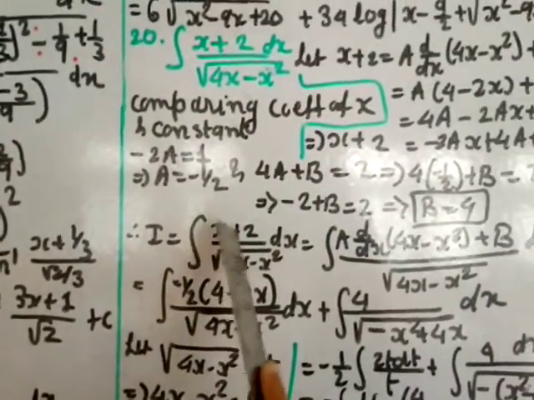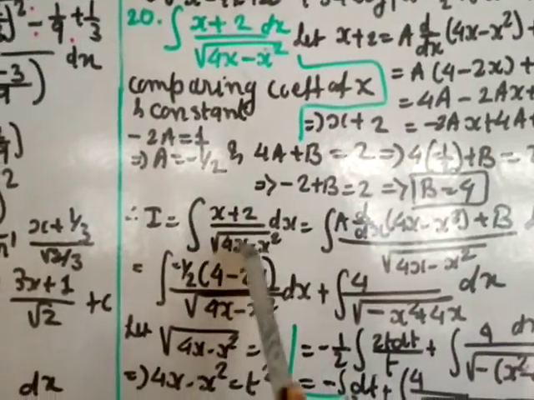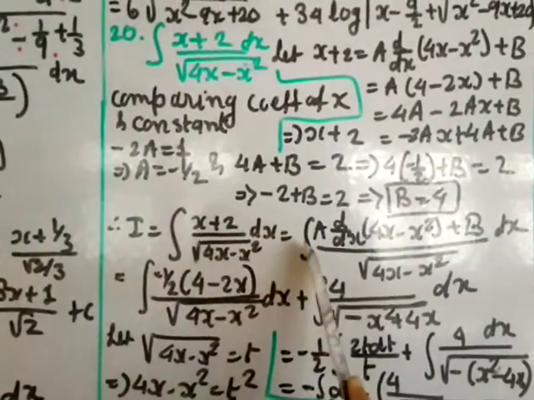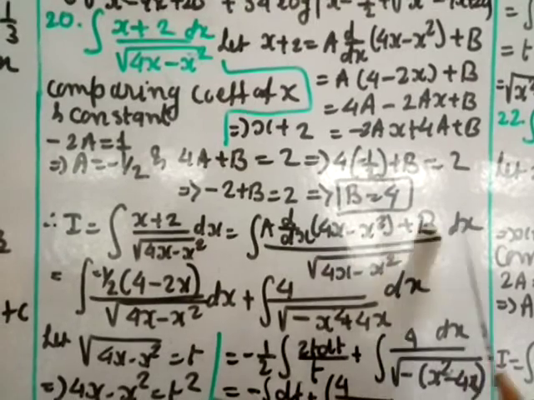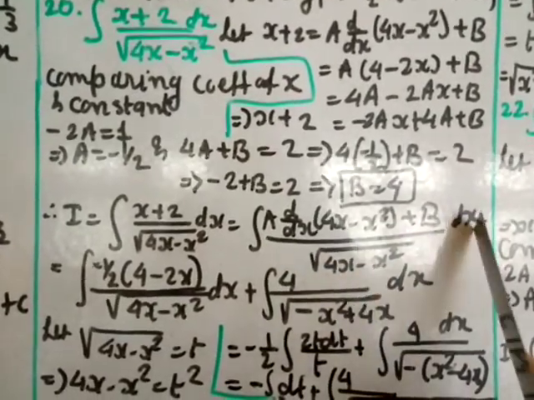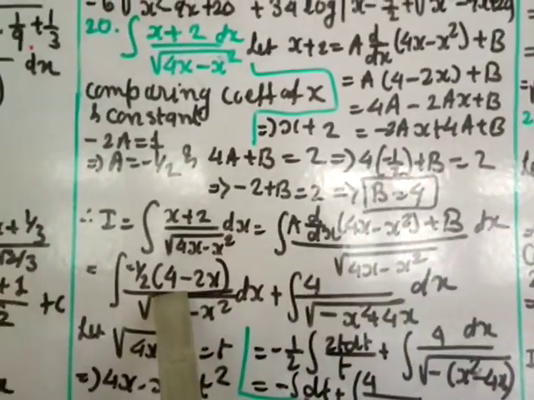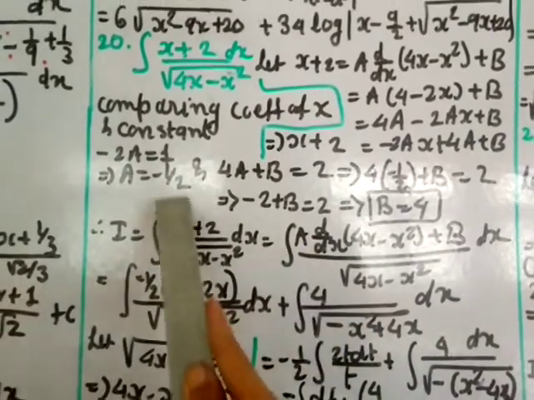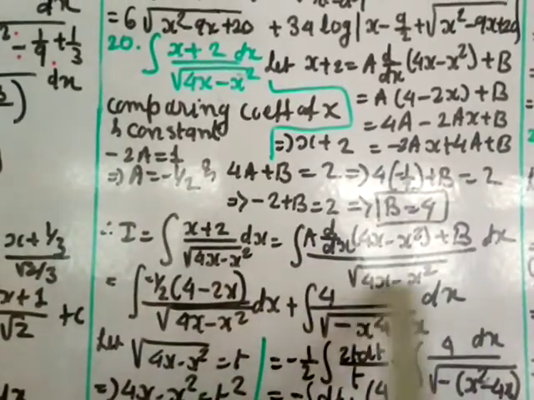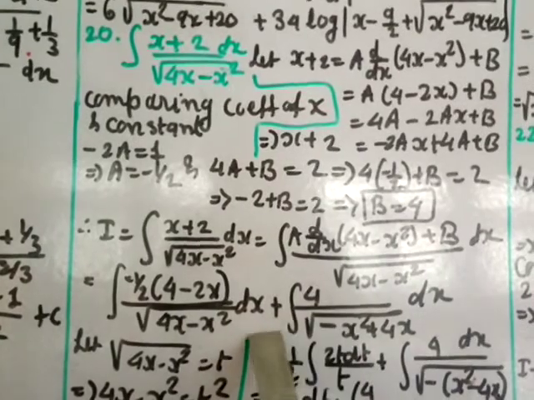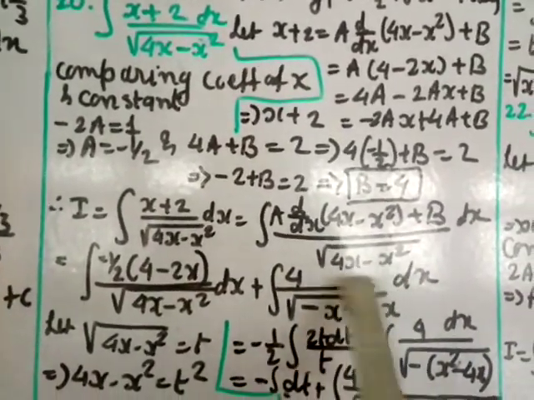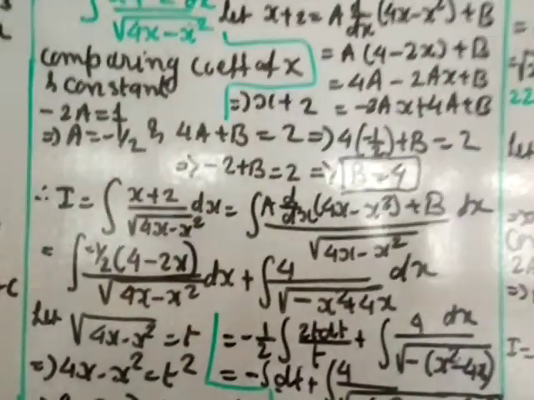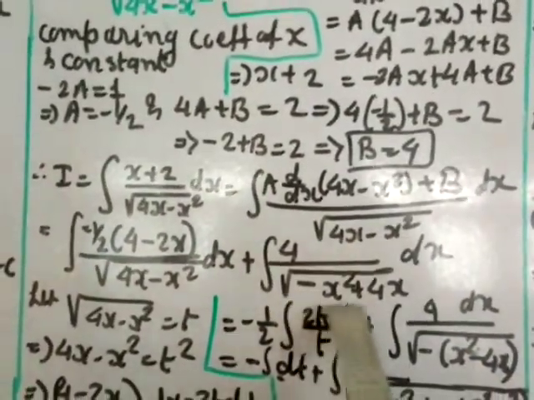So the integral I is equal to integral of x plus 2 dx divided by square root of 4x minus x square, which equals integral of a times d by dx of the denominator plus b, divided by square root of 4x minus x square dx. I'll differentiate this, so it is 4 minus 2x and a value is minus 1 by 2. I'm separating it, with the denominator as it is, then plus b value 4 and this denominator. This denominator I am interchanging because I have to make a perfect square. For that I need x square first, so minus x square plus 4x.